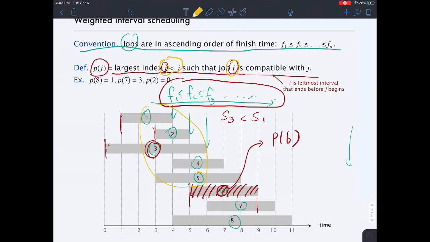Let me give you an example. If i were 5, let me check i equal to 5. It's obvious that the fifth job is not compatible with the sixth job, so i cannot be 5. If I look at 4, again I come to the same conclusion. Look at 3, I come to the same conclusion.